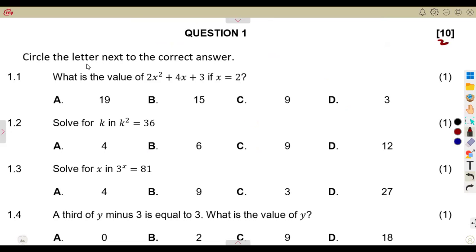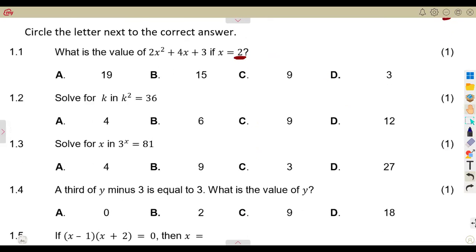Here you are given: circle the letter next to the correct answer. That is 1.1. What is the value of 2x squared plus 4x plus 3 if x is 2? You are given the value of x to be 2, meaning wherever you see x, you put a 2. So in place of this x, we substitute a 2: 2 squared, plus 4 times 2, plus 3. So 4x means 4 times 2.